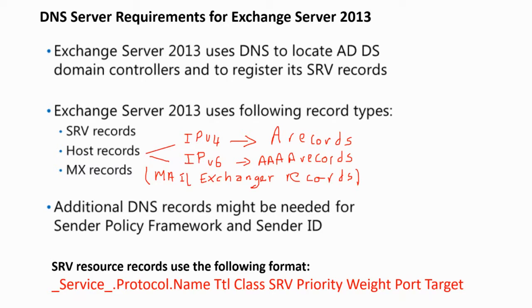Each mail exchanger record contains a host name and a preference value. When you deploy multiple SMTP servers that are accessible from the internet, you can assign an equal preference value to each mail exchanger record to enable load balancing between the SMTP servers. So the mail exchanger uses SMTP, the simple mail transfer protocol.